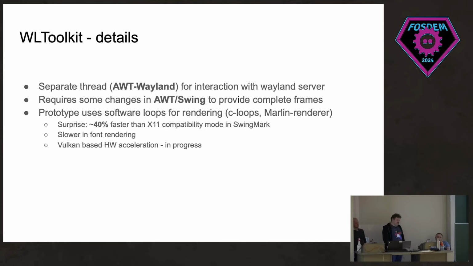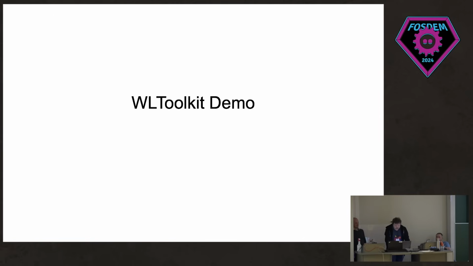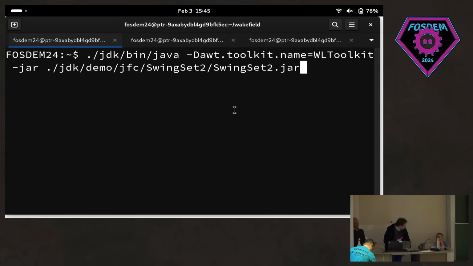So, of course, modern desktop applications need rich text capabilities, including our IDEs. So we are going to work on this and improve the performance of font rendering. The current plan is to use Vulkan as hardware acceleration with our WLToolkit. And let's see our demos. So let's try to run them.